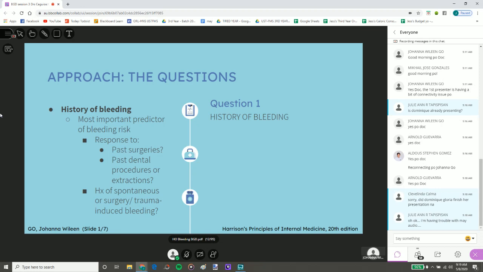We can also ask for a history of spontaneous or induced bleeding, and when it's induced, it could either be surgery induced or trauma induced. And this is also important because whether bleeding is spontaneous or induced will greatly give a different list of differential diagnoses based on spontaneity or inducibility.